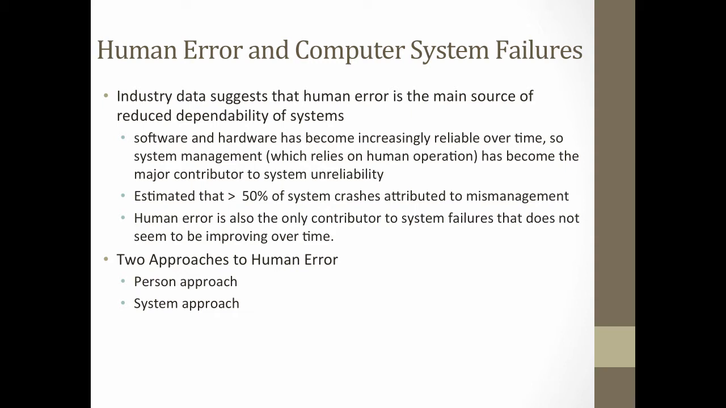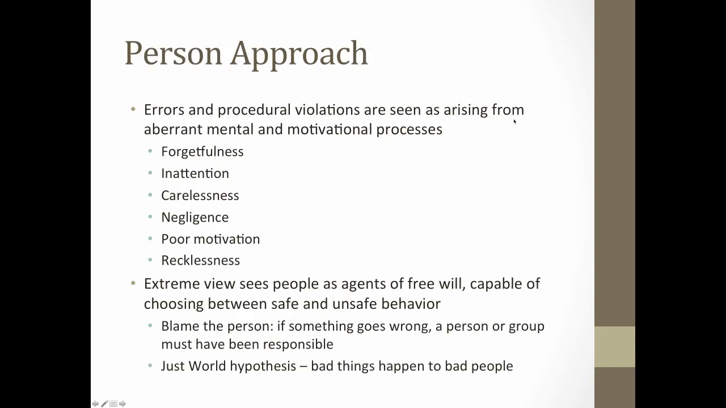Human error is also seen as the only contributor to system failures that does not seem to be improving over time. Hence, there has been an increased interest in the causes and explanation of human error. Within the safety literature, there are two general approaches to studying human error: the person approach and the system approach. The person approach is the traditional approach.